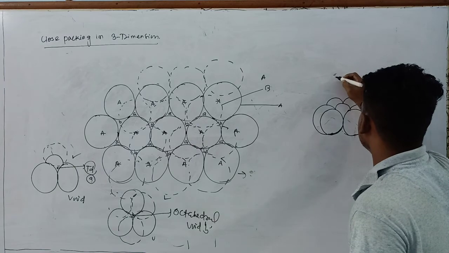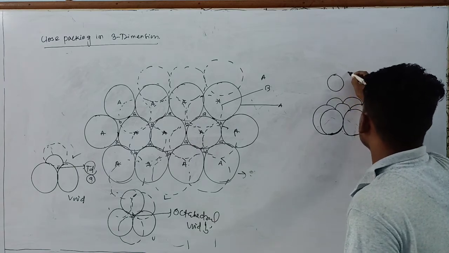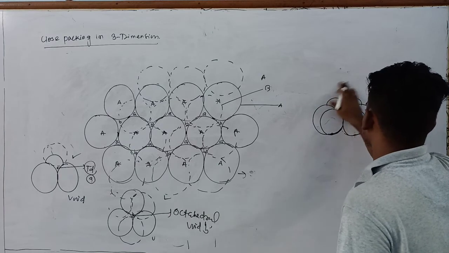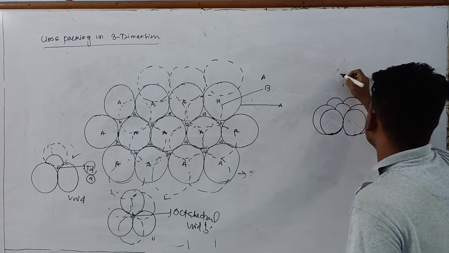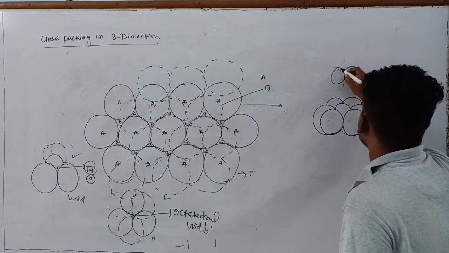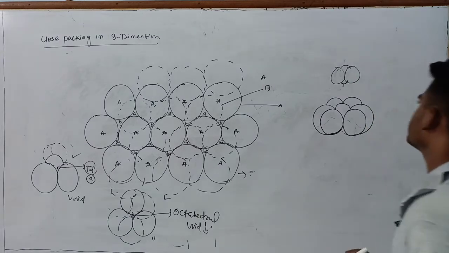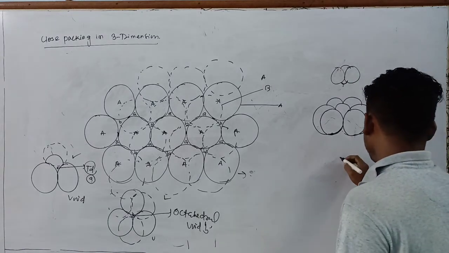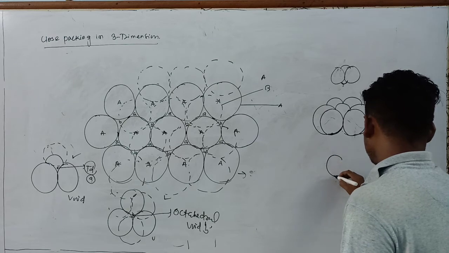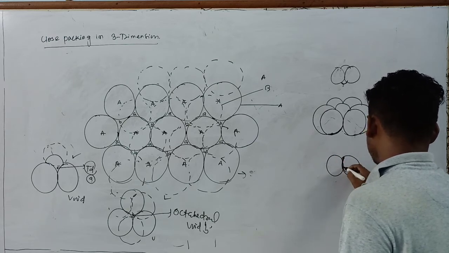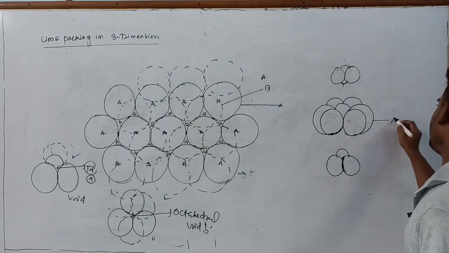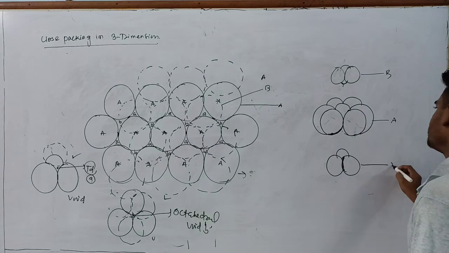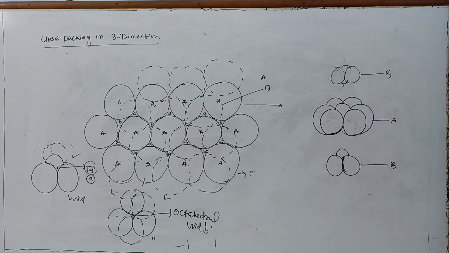3 spheres are just over it. 3 spheres, one is here, and like this, 3 spheres, and just below it there are also 3 spheres like this. So if this one is your A, this one is B, and this one is B, it follows an AB type pattern. Clear?